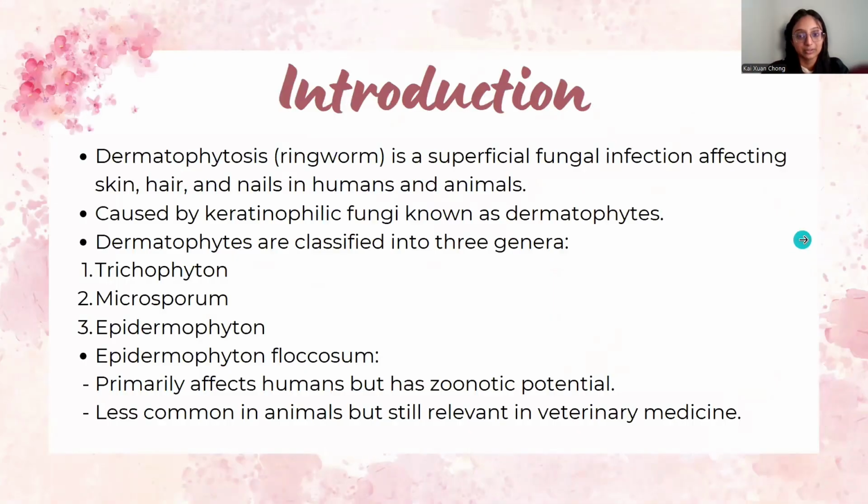So, Epidermophyton floccosum is a dermatophyte fungus that plays a role in superficial fungal infections. Dermatophytosis, commonly known as ringworm, is an infection that affects skin, nails, and hair in both humans and animals. It is caused by fungi that thrive on keratin, and these are grouped into three groups: Trichophyton, Microsporum, and Epidermophyton. Epidermophyton floccosum is unique in that it primarily affects humans. Although it has zoonotic potential, it is less commonly found in animals.